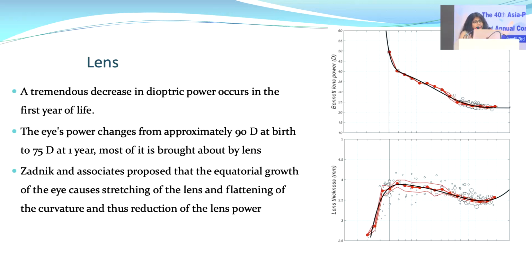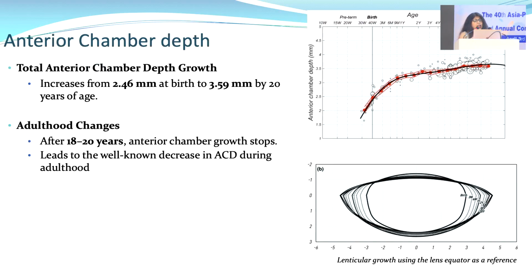The lens also goes through a lot of changes during this period, and there is a tremendous decrease in the dioptric power of the lens, which was around 90 diopters at birth and becomes around 75 by the age of 1 year, and later decreases even more. It is proposed that it's an equatorial growth of the lens causing stretching of the lens, which flattens the curvature both anteriorly and posteriorly, and thus reduces the lens power. Along with the cornea and lens changes, because the cornea is going a little more anterior and the lens is becoming a little flatter, there is an increase in anterior chamber depth. So the depth grows gradually.